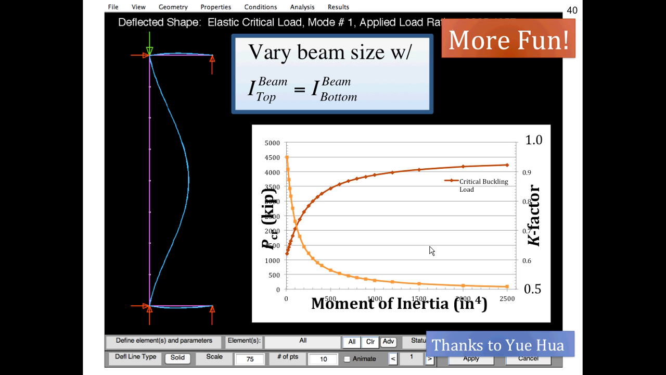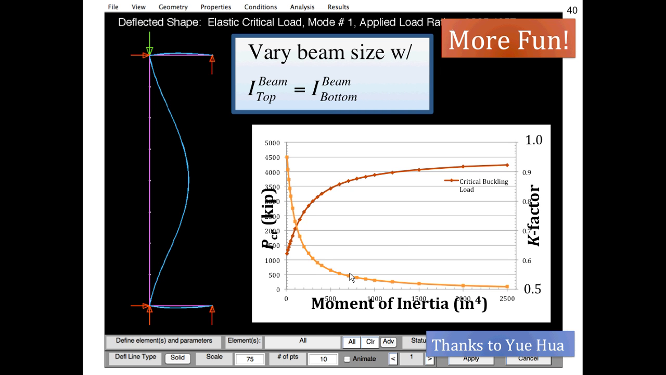Now, like I said, each one of these sections has a more fun part to it. In this case, what we would be doing is having the student not use a pinned or a fixed support at the bottom, but actually provide a beam across the top or bottom. I've required the student to make the moment of inertia of the beam at the top and the bottom equal. Then, as this plot is showing, we can vary the moment of inertia, and we can watch its impact on the buckling load of the column and its impact on the K factor in the column. So kind of fun stuff once you get used to it.